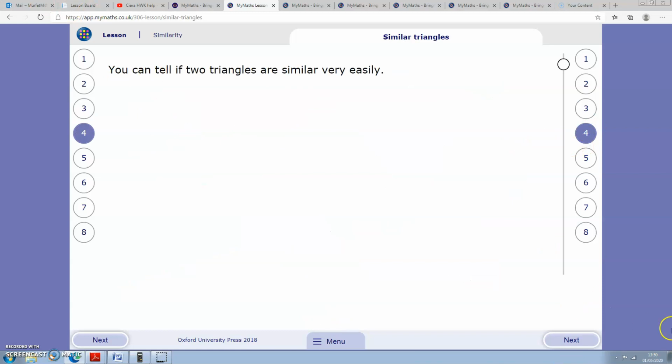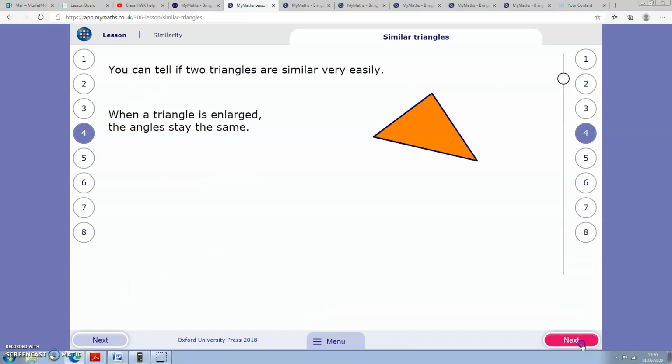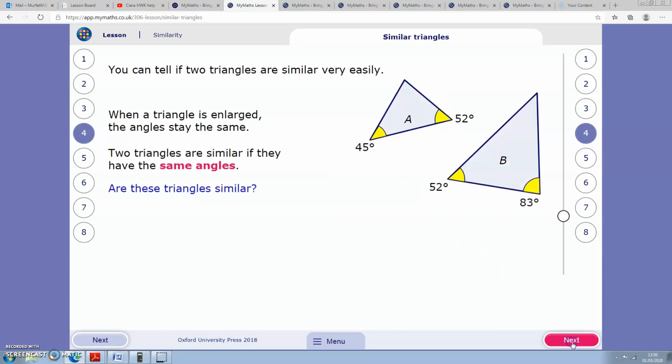You can tell if two triangles are similar very easily. When a triangle is enlarged, the angles stay the same. Really, really important. So if this is a scale factor of 2, the lengths will get twice as long, but the angles will stay the same size. So that's really, really important. So are these triangles similar?